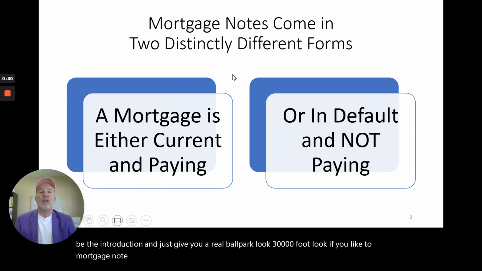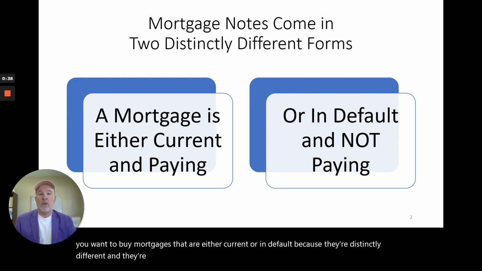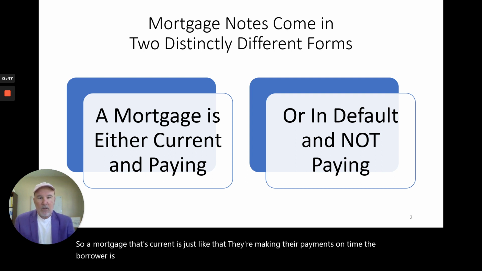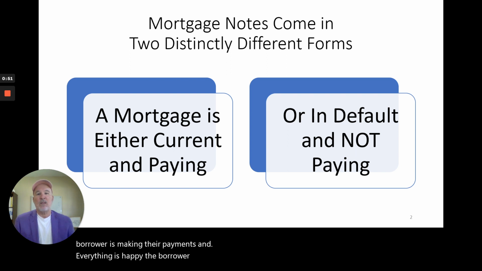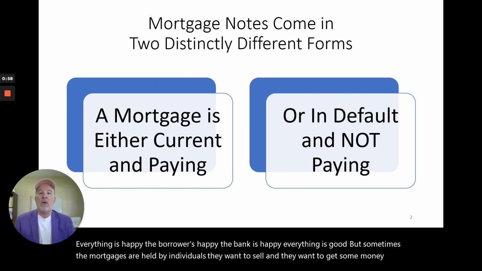So the first thing you're going to have to consider is whether or not you want to buy mortgages that are either current or in default, because they're distinctly different and they're different animals. They're zebras and giraffes. So a mortgage that's current is just like that. They're making their payments on time. The borrower is making their payments and everything is happy. The borrower is happy, the bank is happy, everything is good. But sometimes the mortgages are held by individuals and they want to sell it and they want to get some money back. So they'll sell their current mortgage.